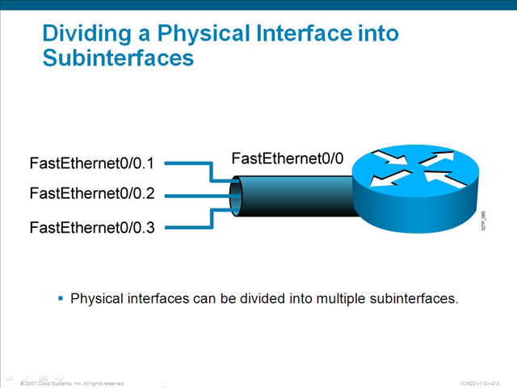Here you can see that the FA0/0 interface on the router is divided up into multiple sub-interfaces. Normally these sub-interfaces correspond with the VLAN that they're going to be routing for. So for instance, FA0/0.1 would be VLAN 1, FA0/0.2 would be VLAN 2, and so on. It's important to note that these sub-interfaces must be configured with 802.1Q encapsulation. We'll see how to do this in the configuration in the next slide.